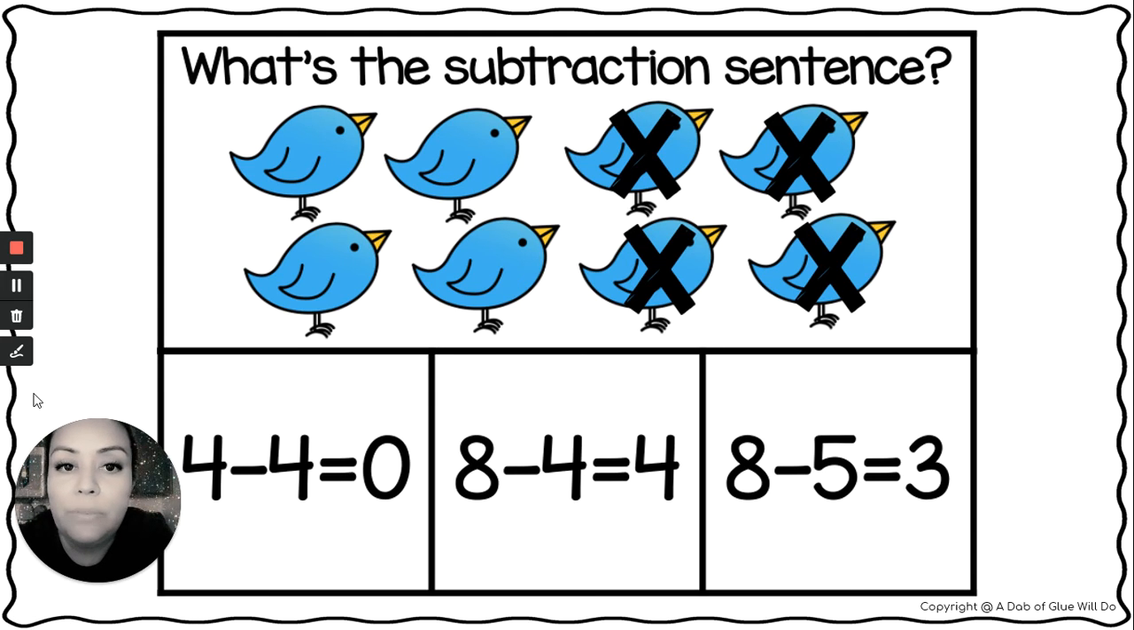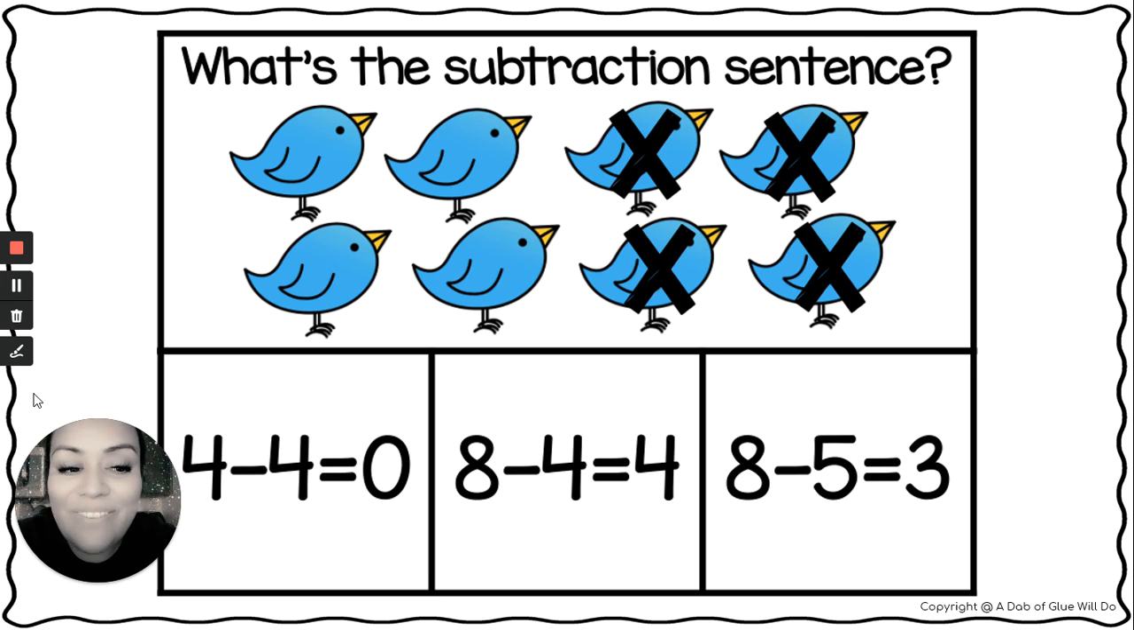Whoa, look at these cute birds. We have 4 on top and 4 on the bottom. 4 and 4 make how many? 8. We have 8 total birds. What's our total number, our whole number? 8. That's right. 8 is our whole number. How many of those birds flew away?